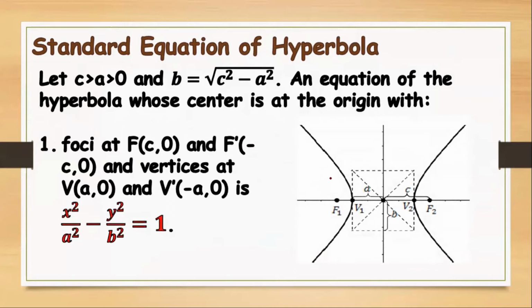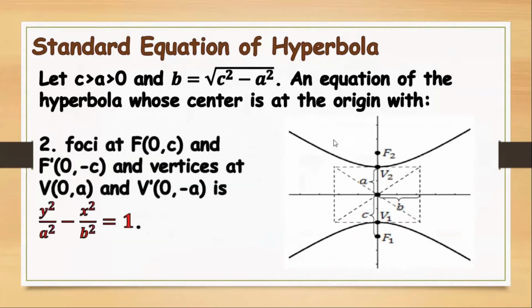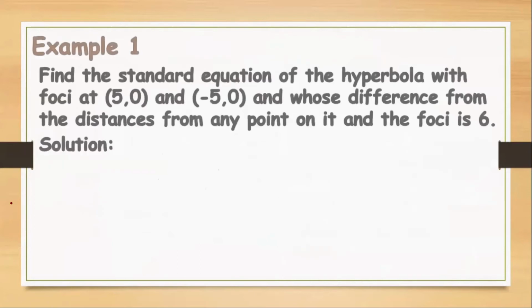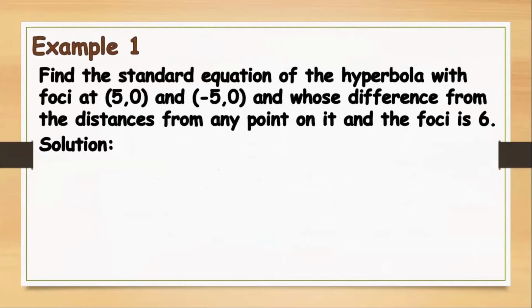So, we also have this example. If the hyperbola is horizontal, then this will be the equation. And if it is vertical, then this will be the equation. So, let's continue with our example. Find the standard equation of the hyperbola with foci at (5, 0) and (-5, 0), and whose difference of the distances from any point on it to the foci is 6.